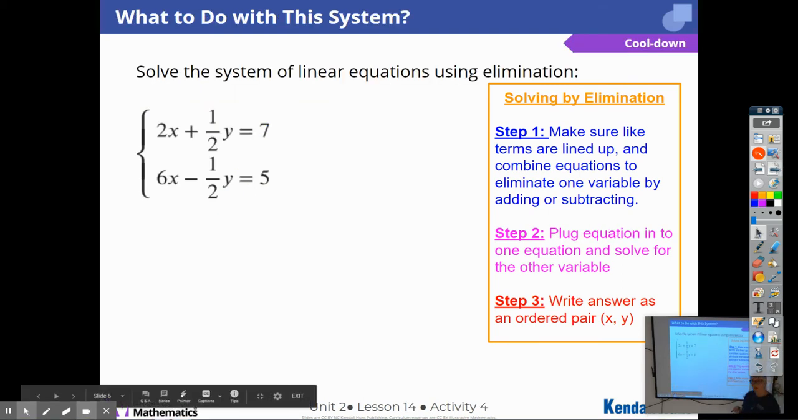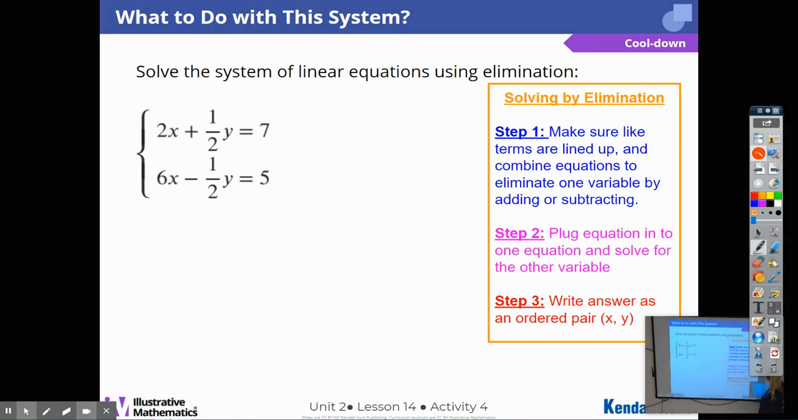All right, and we've got one more to look at. This one, we put a fraction in there. Fractions are just numbers too. Don't get afraid of them. So go ahead and see what your step 1 might be here. All right, so looking here, our x's are not the same. Our y's are lined up, and they are the same value. They're both 1/2. One is positive, one is negative. So that tells me that I can add these two equations together to cancel one out.